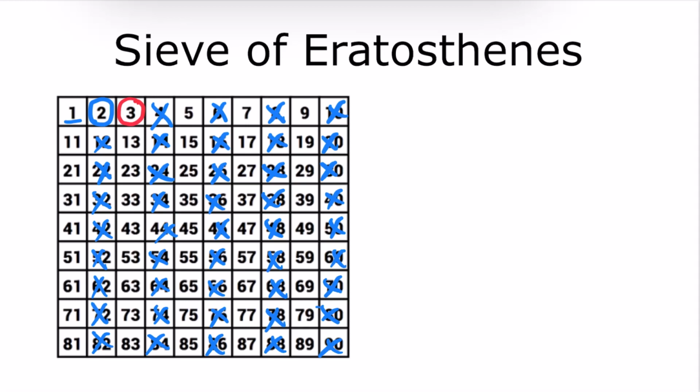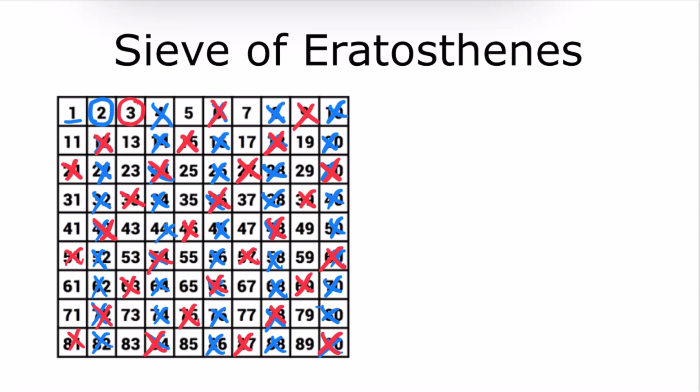So 6 is already crossed off, but I'm just going to go ahead and cross it off anyway so that I can see the pattern more clearly. Then I have 9, and basically I'm just going to go through and skip count by 3s and cross off all the multiples of 3. So as I do this, I'm eliminating all of the composite numbers that are divisible by 3. All right, so now we have all of the multiples of 3 crossed off.